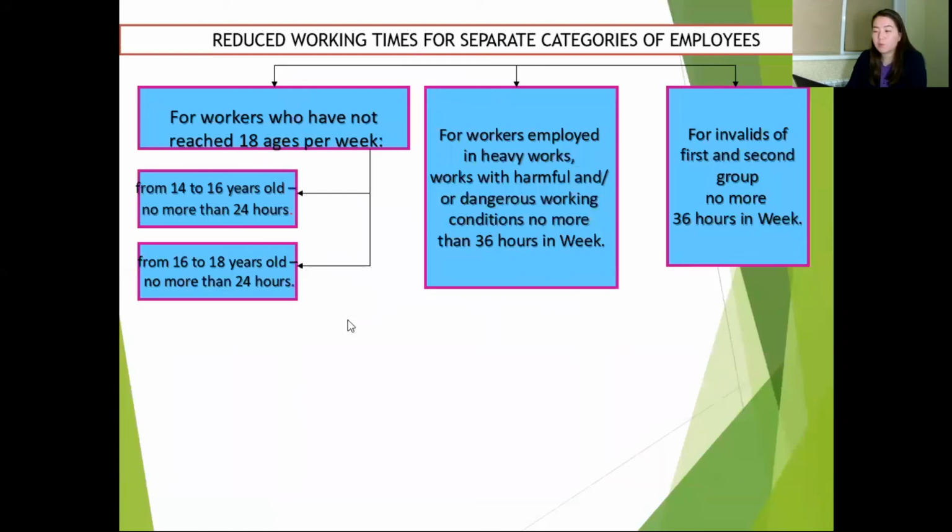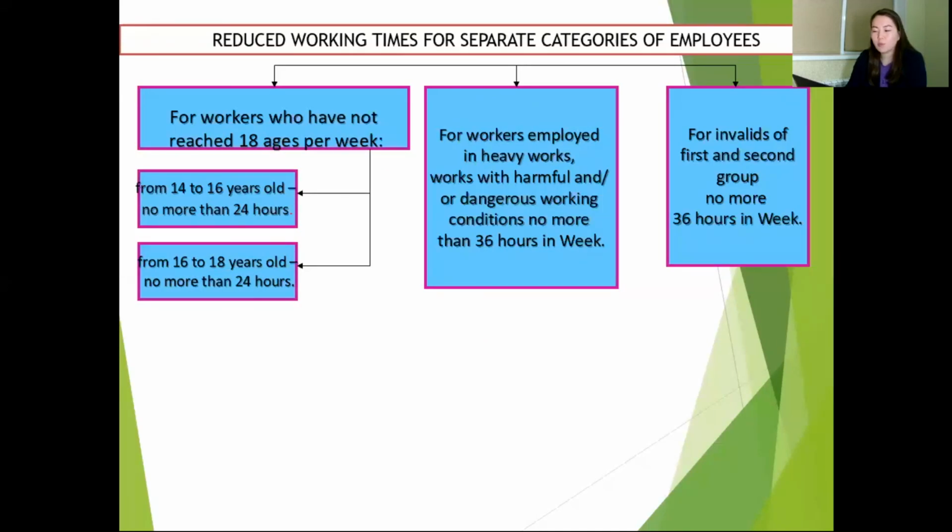Reduced working times for separate categories of employees. For workers who have not reached 18 years of age, per week. So if you are in the age from 14 to 16 or from 16 to 18, the time when you can work is no more than 24 hours. So just imagine the situation. If you are a 16-year-old boy or girl, you can work only 24 hours per week.